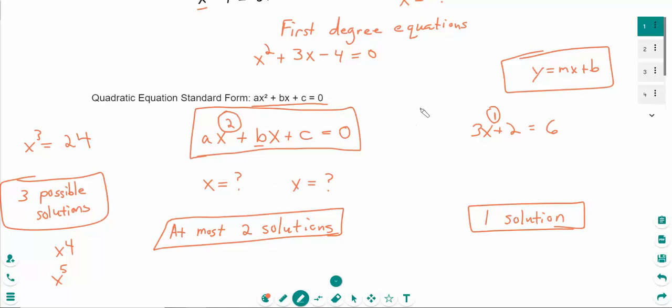All right? We just never have really cared for that up to this point because it's always just been one solution because we've only been dealing with x's to the 1st power. Okay? All right. So let's continue on. So that's kind of the general intro into quadratic equations. Now let's talk about what we would need to do to solve them.